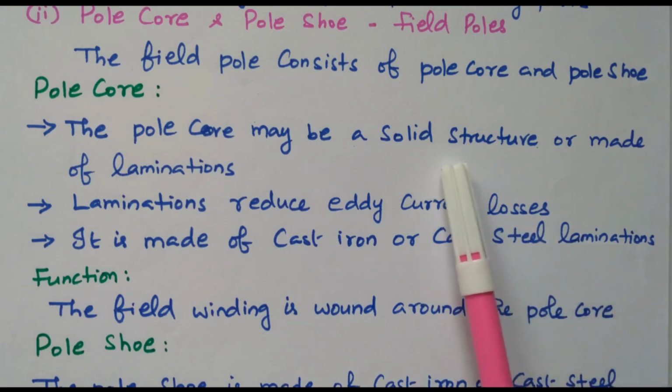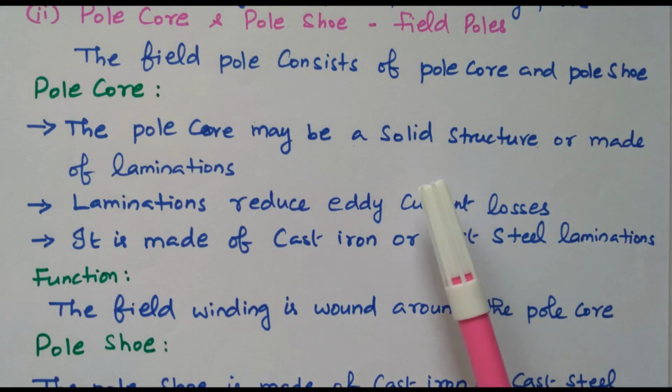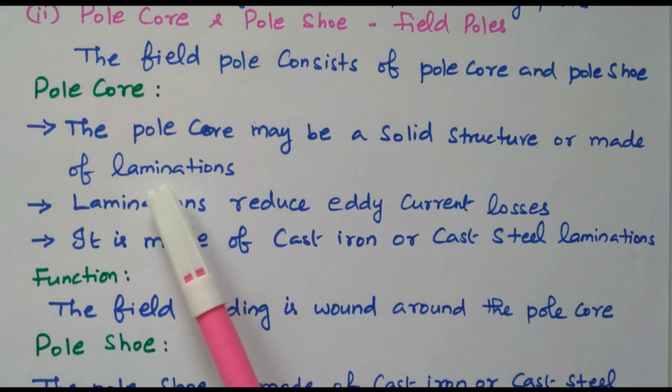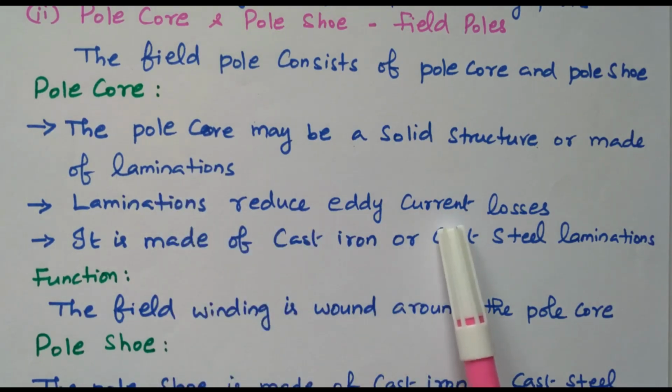The solid structure is applicable for only a few machines, but normally it is made up of lamination. Each is a thin sheet; n number of thin sheets are compressed together, but each sheet is laminated with varnish, so that the eddy current loss will be reduced.